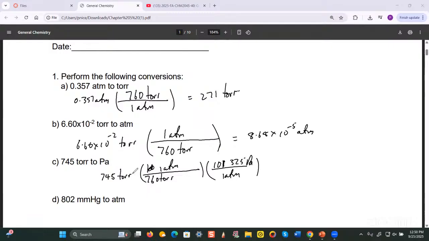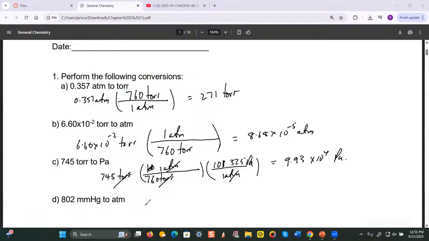Pascals, okay. So the torr units cancel out, the atmosphere units cancel out. So that would be 745 divided by 760 times 101,325. According to my calculation, when we round it off to 3 sig figs, that gives 9.93 times 10 to the 4 pascals.